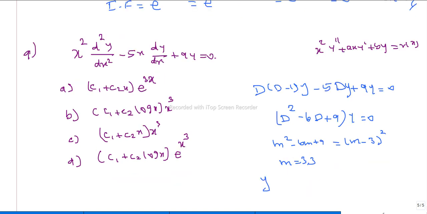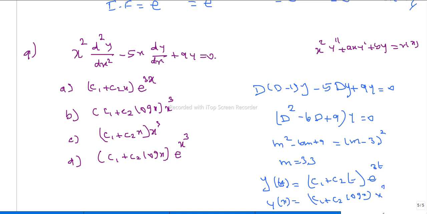Therefore for the solution there is no particular integral here, because the right hand side is 0. So y of t is c1 plus c2 times t, because everything is in terms of t, into e power 3t. Now after changing to x, what is y of x? c1 plus c2, and t is log x. Substituting t equal to log x, log and e cancel, and we have x cube. So the second option is the correct answer.